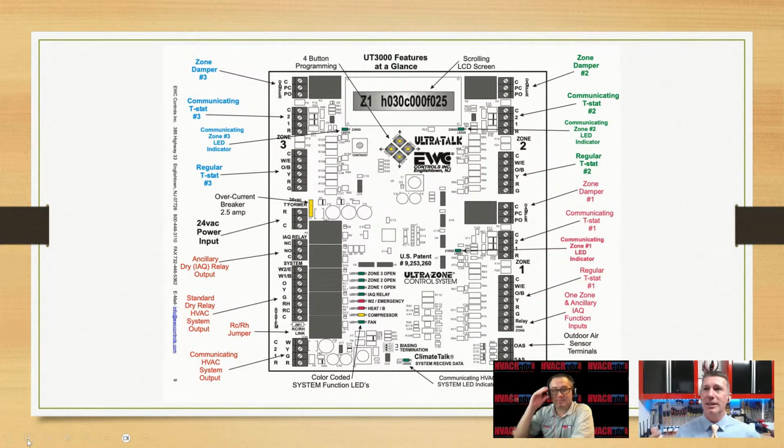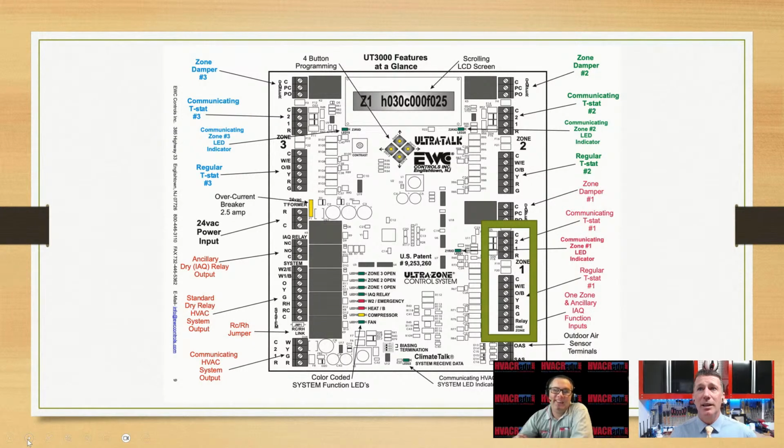My personal favorite is the EWC UT 3000 Ultra Talk. I mentioned to you, hey, this kind of looks a lot like the Honeywell zone design board. The interesting thing is they work very closely with some of the manufacturers. The UT 3000, they work with Daikin. And here, this is what's really interesting about this. If you look on that side, this is a zone control board that allows you to use either option.